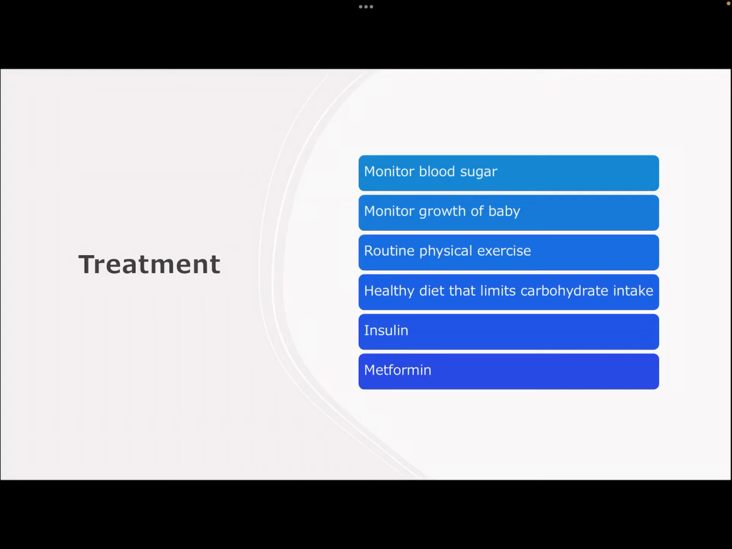In addition to insulin as a treatment, Metformin is used to decrease hepatic glucose production and increase sensitivity to insulin.